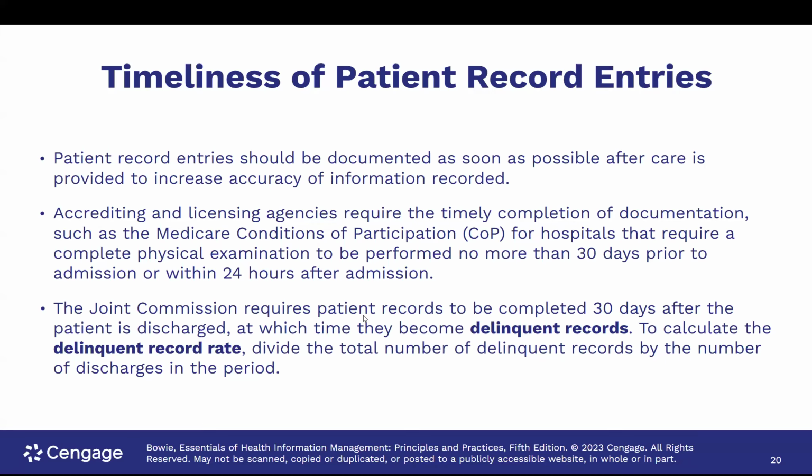For instance, under Medicare, for the conditions of participation, hospitals require a complete physical exam to be performed no more than 30 days prior or within 24 hours after admission. If this isn't done, the record may become delinquent, right? And Joint Commission is very interested in the percentage of delinquent records. The way we'd figure that would be the total number of delinquent records in a time period divided by the average number of discharges in the time period.